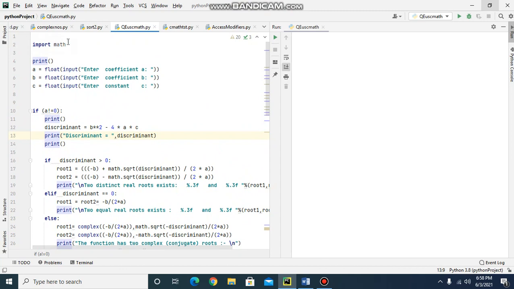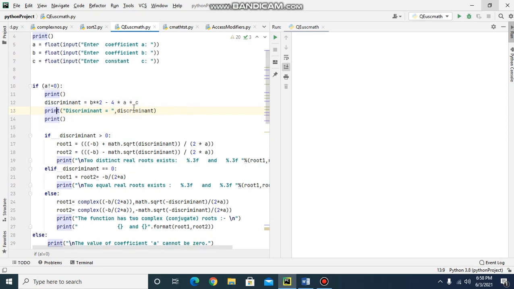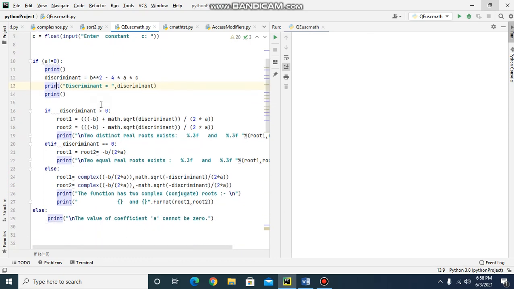Here I am importing the math module. Then I am asking the user to enter the values for coefficient a, b and constant c. The values are stored in these variables a, b and c. Then I am calculating the discriminant here, b square minus 4 into a into c, and printing it. Then based on the value of the discriminant, if discriminant is greater than 0, then the roots are real and distinct. Those roots are calculated here, root 1 and root 2, and printed.